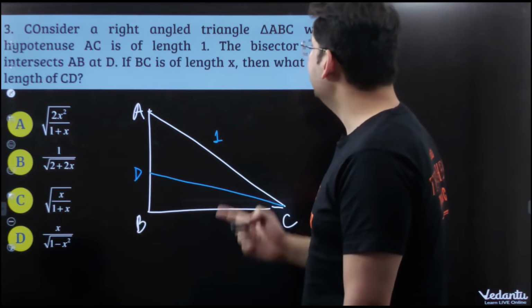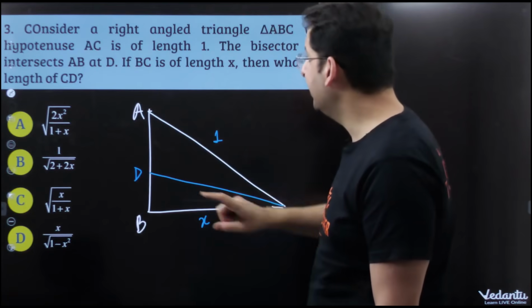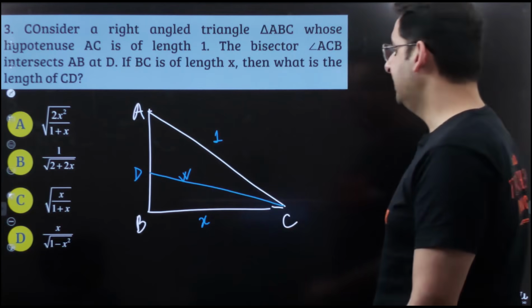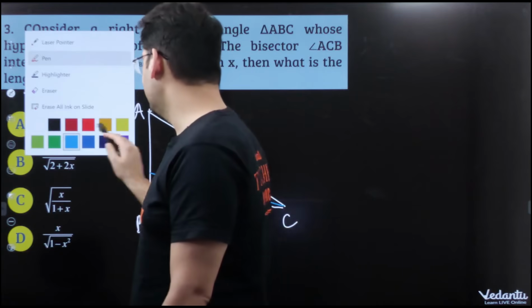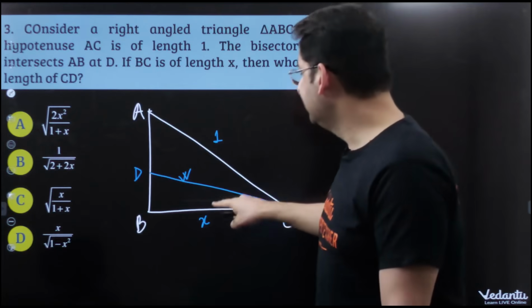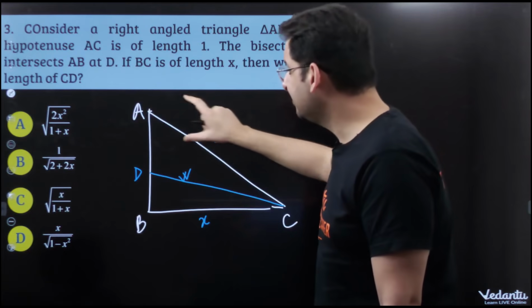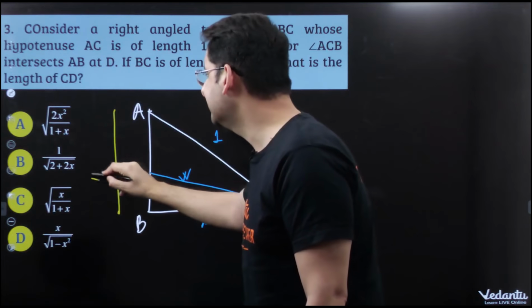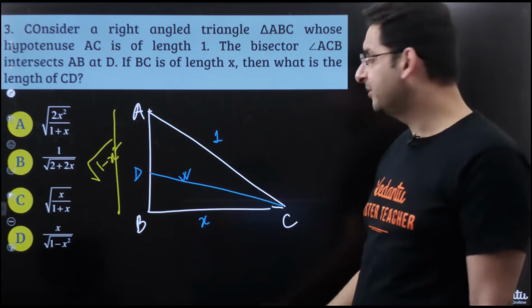The bisector of angle ACB intersects AB at D, and BC is of length x. This is length x. So these are lengths 1 and x. What is the length of CD? Length of the angle bisector is what you need to find. So one way is you can directly write the formula for the angle bisector. Angle bisector length is root of this into this minus this into this, and this can be found out because this length overall is root of 1 minus x square. This length is root of 1 minus x square by Pythagoras theorem.